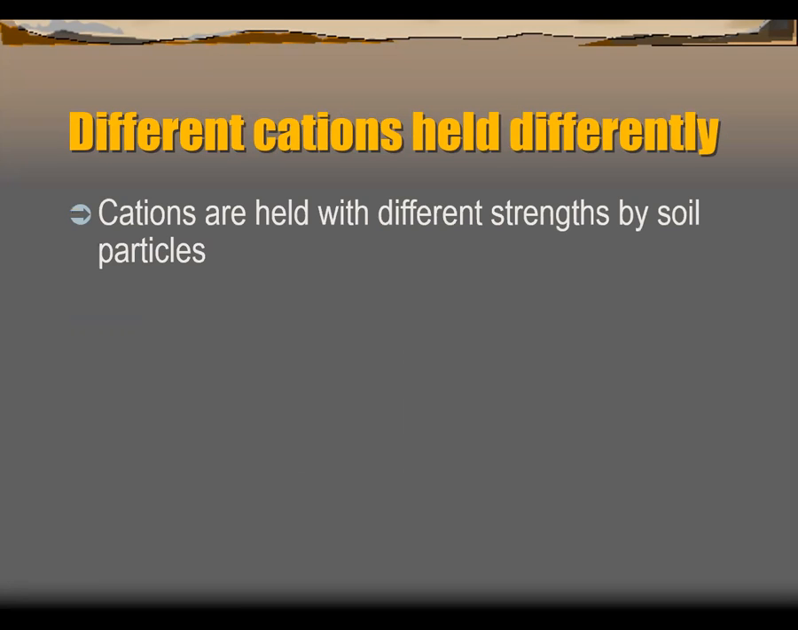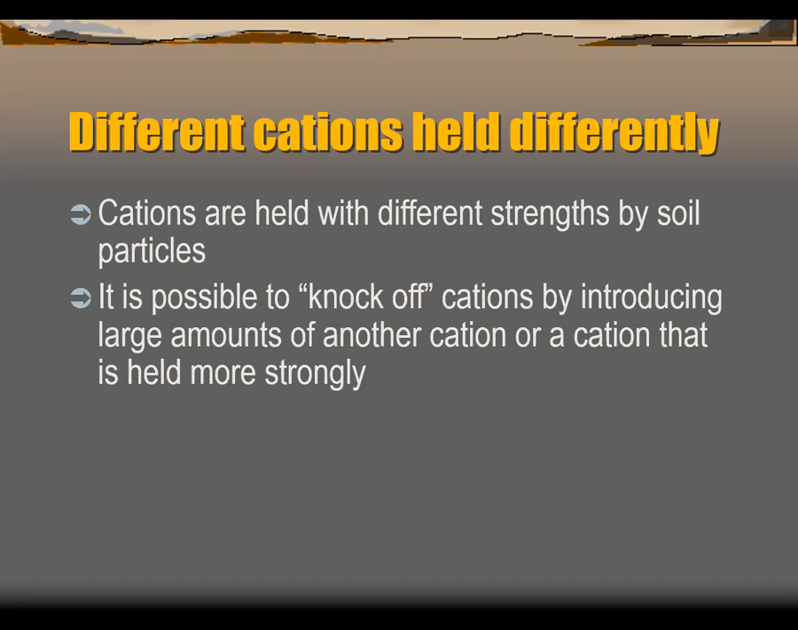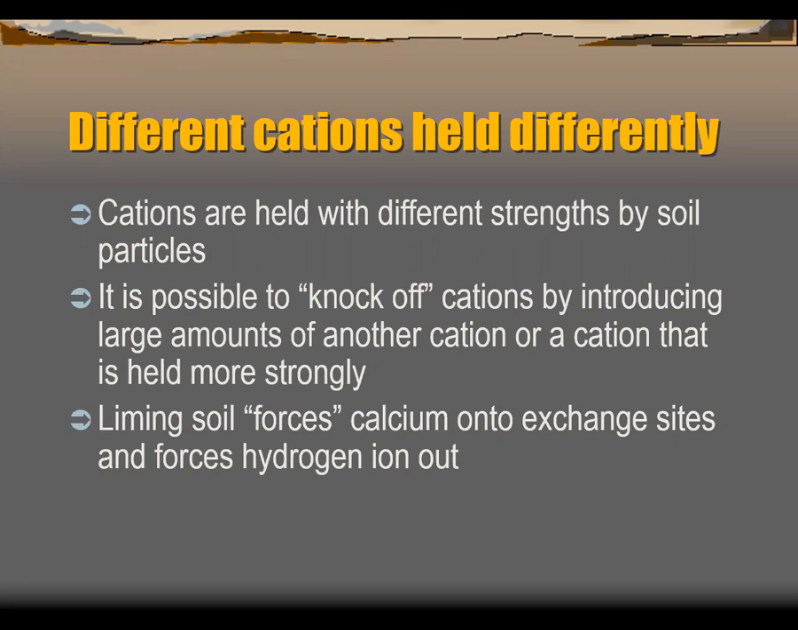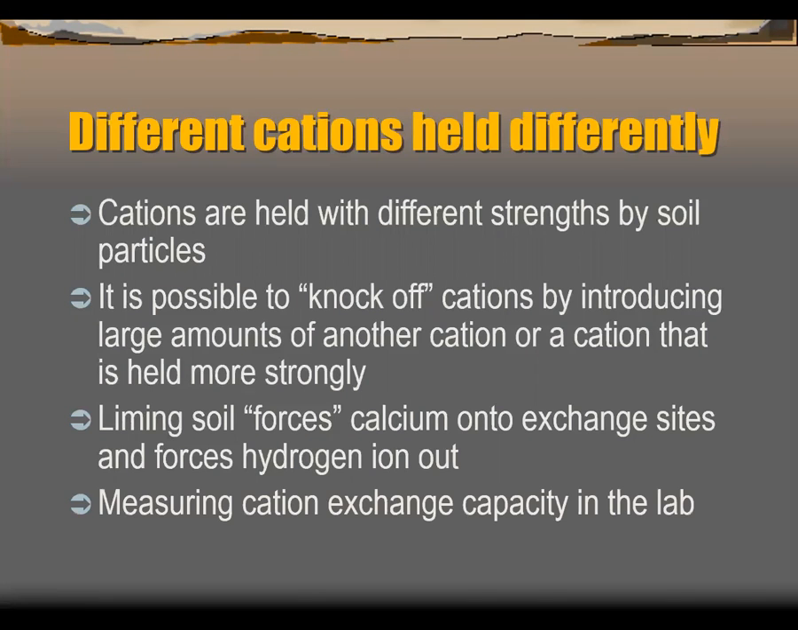So different cations are held with different strengths by soil particles, and it is possible to knock off cations by introducing large amounts of another cation, or a cation that's held more strongly. In this case, it's going to be the large amounts. A similar process to this is when you lime a soil. Liming a soil to raise the pH, what you're doing is putting on an excess of calcium and forcing some of the hydrogen ion out. Over time, that will raise the pH of the soil. So when people use lawn lime or agricultural lime, that's what they're doing.